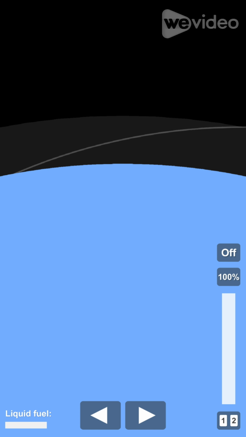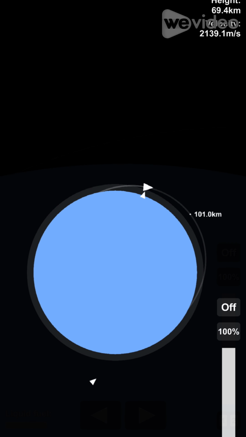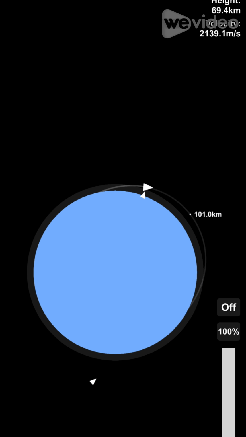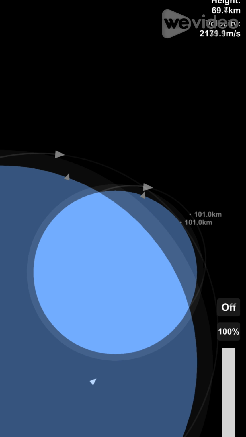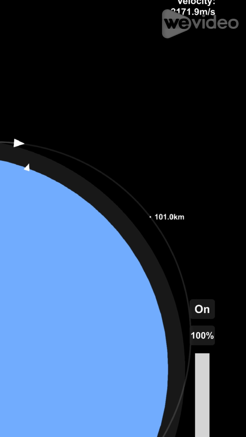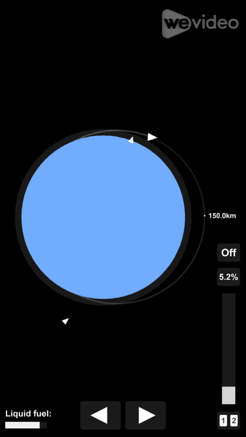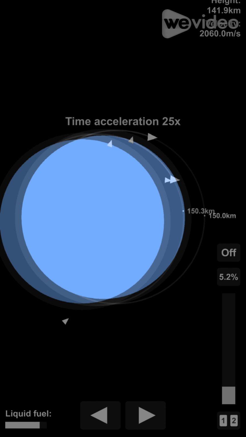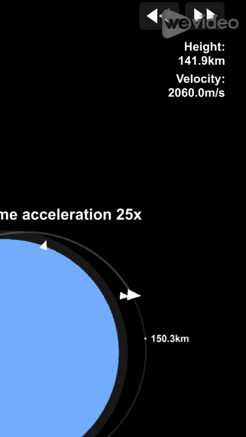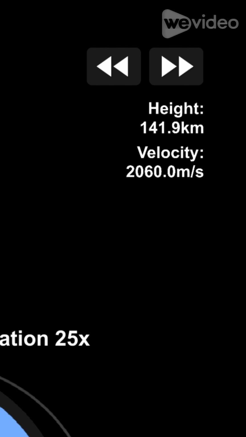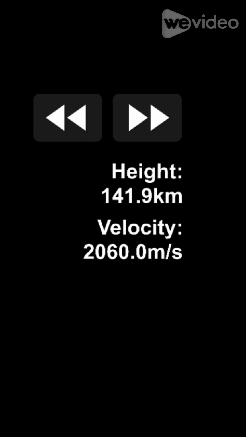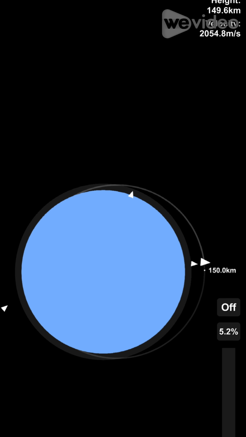Tap the Map button to see your position relative to the Earth. Zoom out to see the maximum height relative to the Earth. Turn on the throttle to increase the maximum height. As we approach 150 kilometers, swipe the throttle down to a couple of percent and stop at 150 kilometers. We can use the time acceleration arrows to coast up to, but not beyond, 150 kilometers.